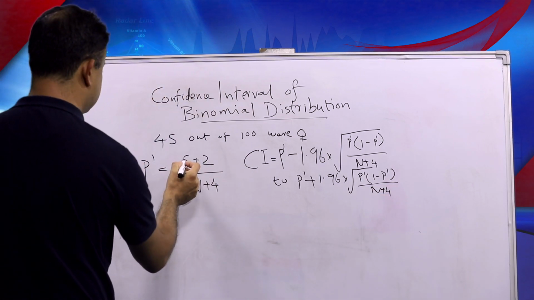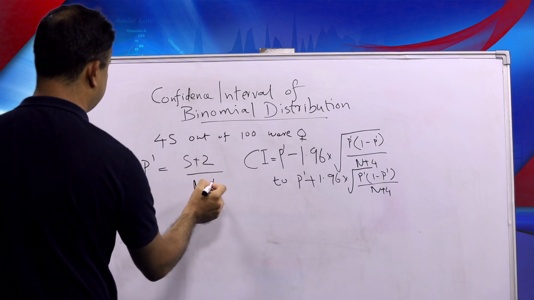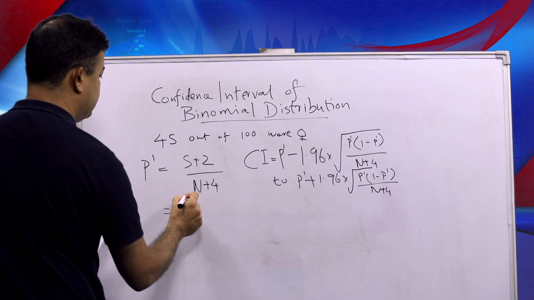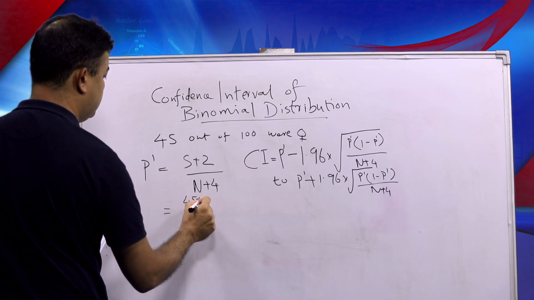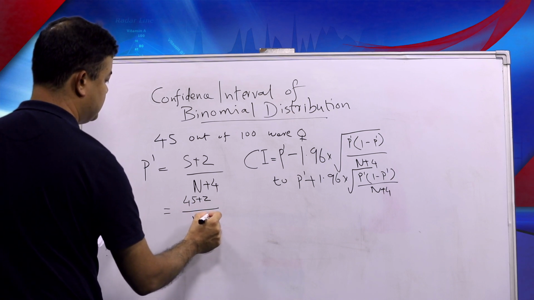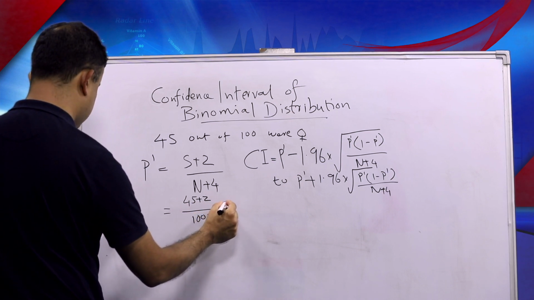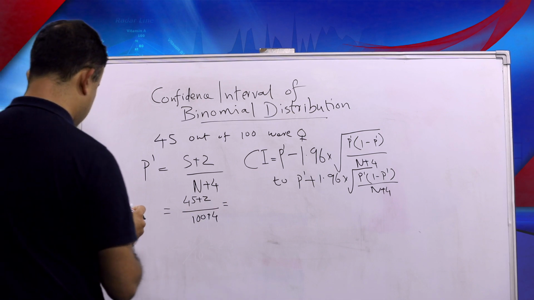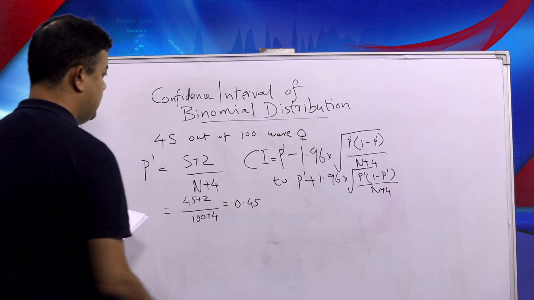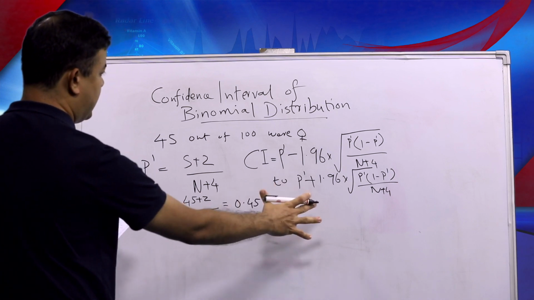So here it is success plus 2 divided by total plus 4. Success is 45, so this is very straightforward. That is 45 plus 2 divided by 100 plus 4. So that answer is going to be 0.45. So this is the P prime. Next step is to substitute that into this equation.